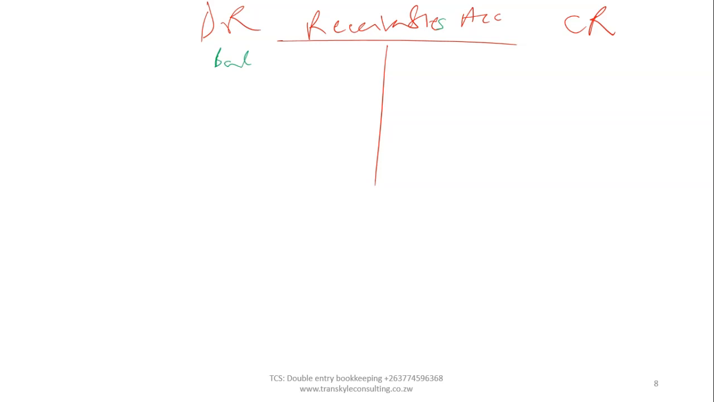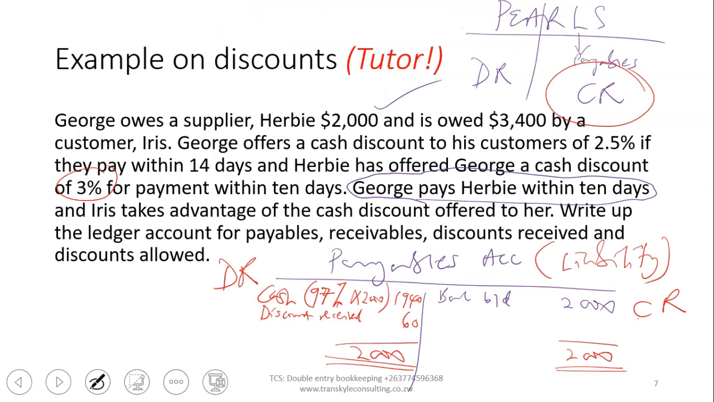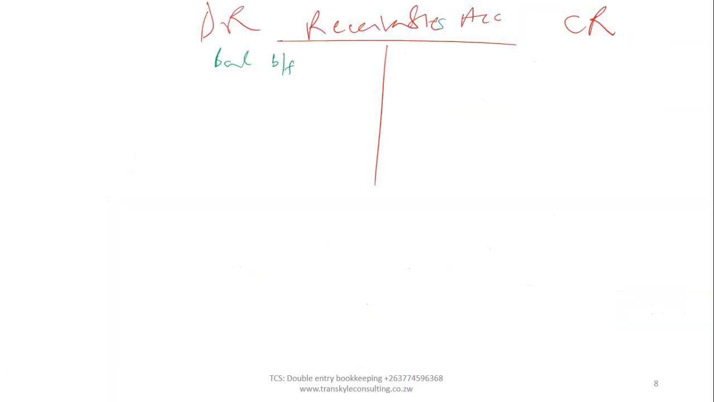How much was the receivable? The receivable is the amount which you expect to receive from a customer, so they are also called credit sales. This was $3,400, so that's the balance we put here. You can put your dollar signs here.